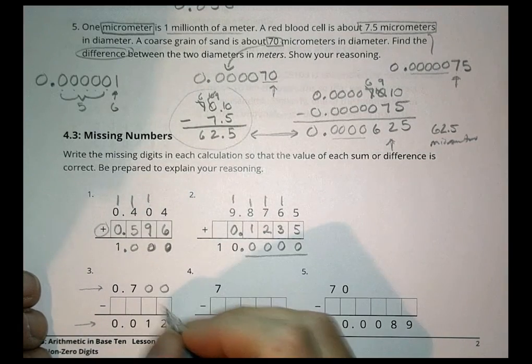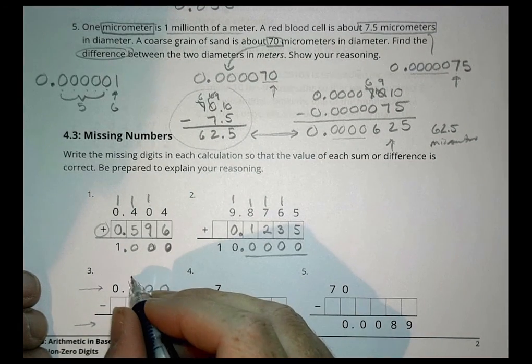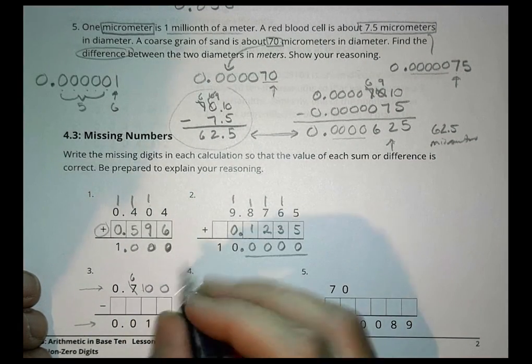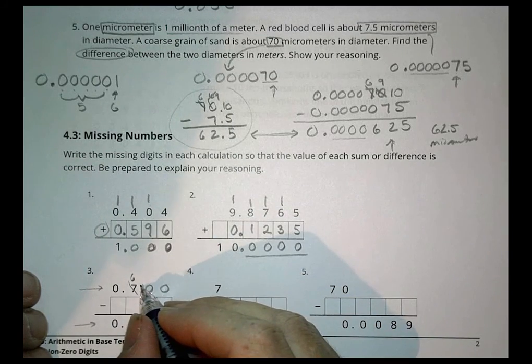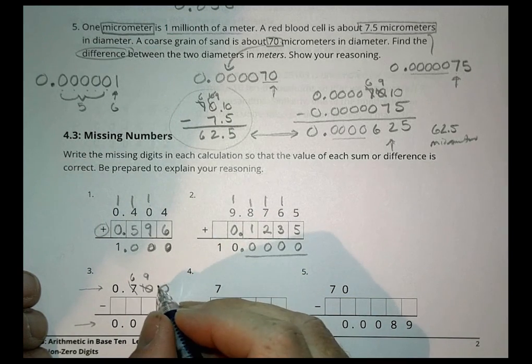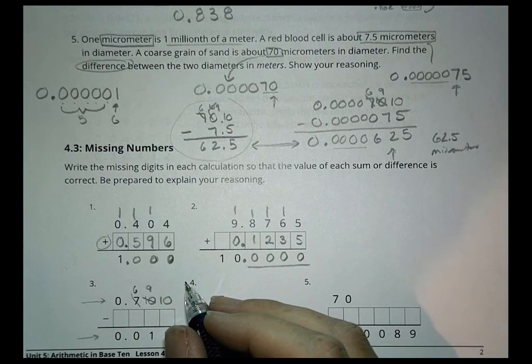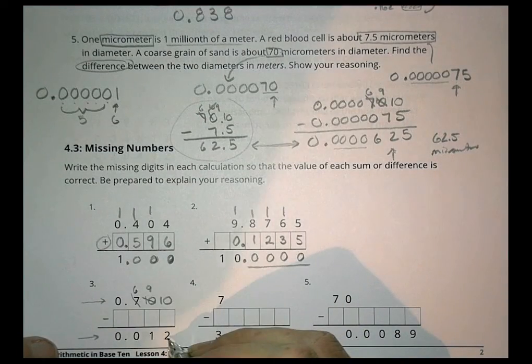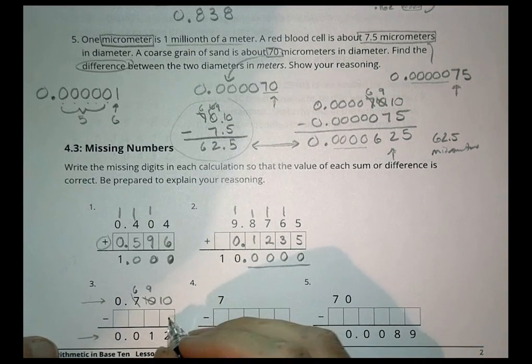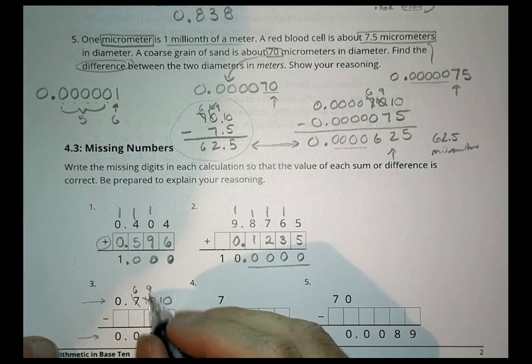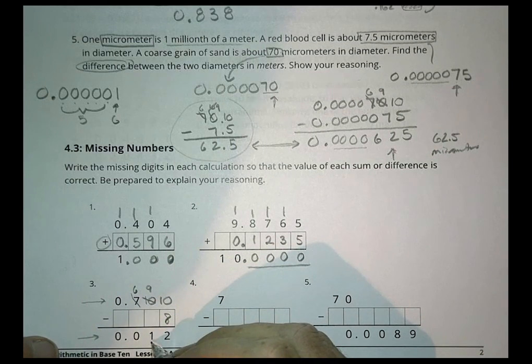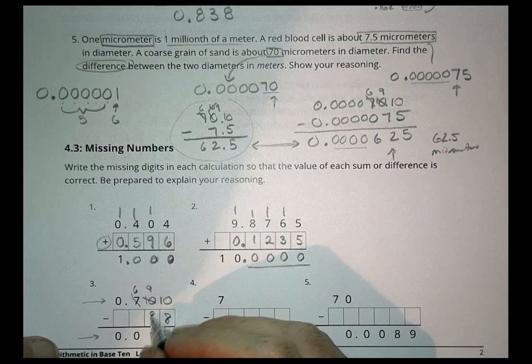So to make this work, I'm going to borrow from the 7 and make that a 6, and then regroup that to be a 10. And borrow from the 10, make it a 9, and make that a 10. So now I think to myself, 10 minus what number gets you to 2? 10 minus 8. 9 minus what becomes 1? Okay, 9 minus 8 is 1.